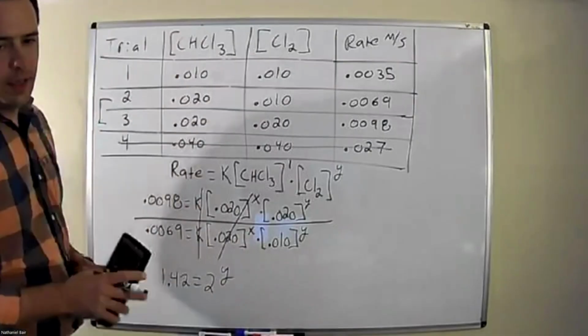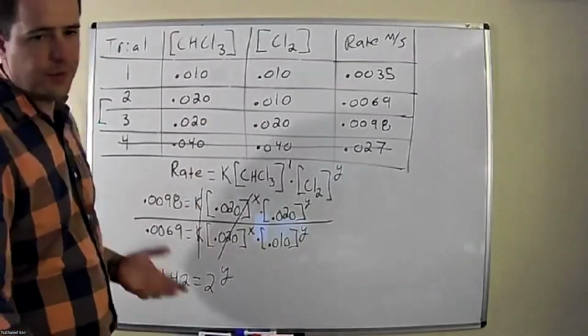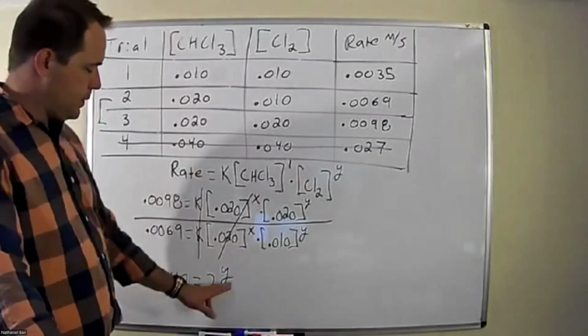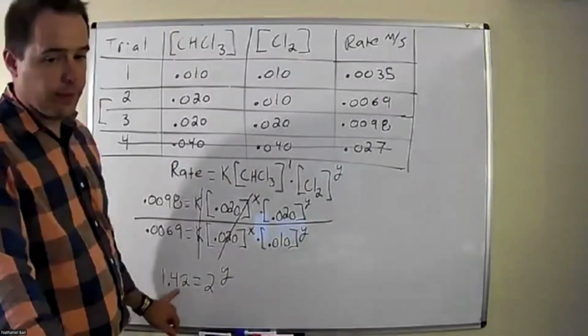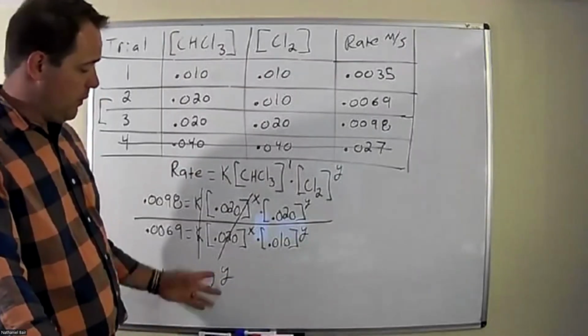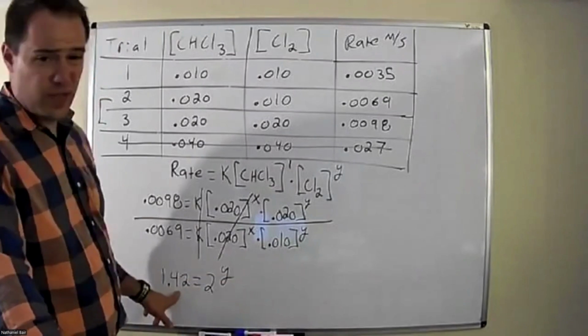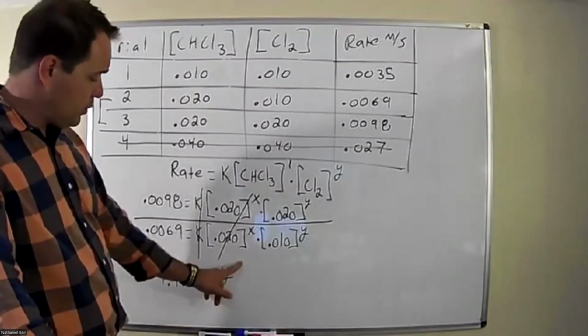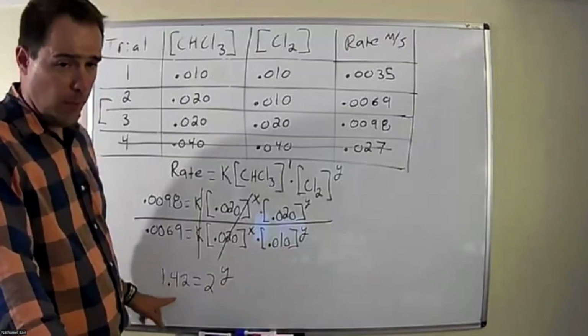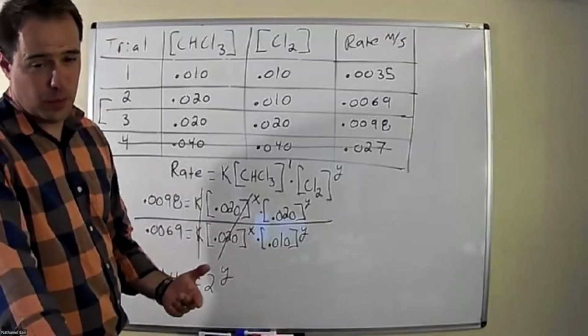And what you can see is we got not 0, first, or second order. If this was 0 order, 2 to the 0 would be 1. That's not 1, it's 1.42. If it was first order, 2 to the first is 2. That ain't 2. And if it was second order, 2 squared is 4. That ain't 4. So this is something other than 0, first, or second order.